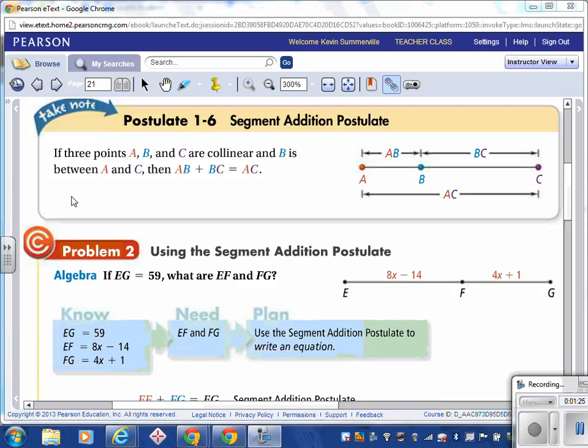That's saying if 3 points A, B, and C are collinear, which means on one line, and B is between A and C, so here's B, it's between A and C, then we could say AB, this section right here, plus BC, added together, that would give you the total length of AC.